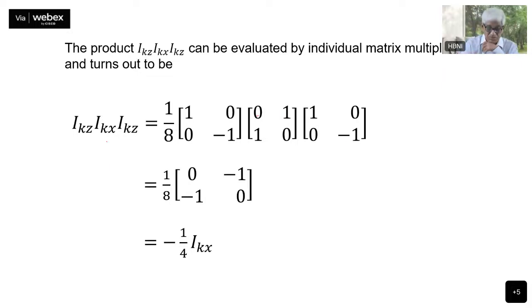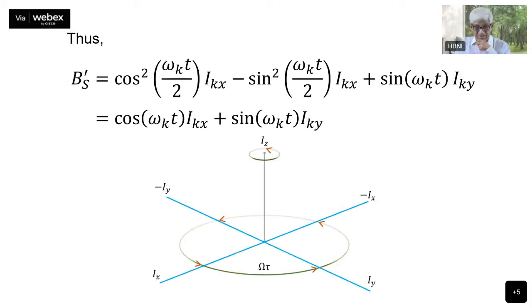So if I multiply this, what do I get? Minus 1 by 4 iKx. So this is iKx, but with a minus sign. That is a half, you take it away, so you get minus 1 by 4 iKx. So this product is simply equal to 1 by 4 iKx. So this will simplify your previous term there.